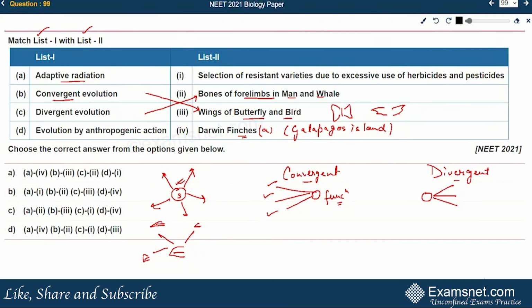Understood? And the last one is evolution by anthropogenic action. Anthropogenic means by human activities. So evolution by anthropogenic action means evolution due to human interference. For example, antibiotic resistant microbes, herbicide resistant varieties, or pesticide resistant varieties. That means excessive use of these chemicals has led to a resistant variety of organisms. Therefore, this is the example of option D. So out of the given options, which will be the correct match? It will be option A.